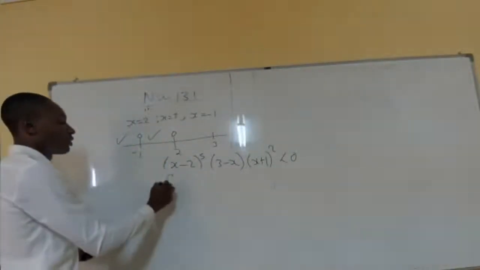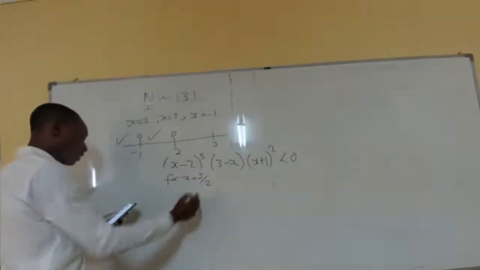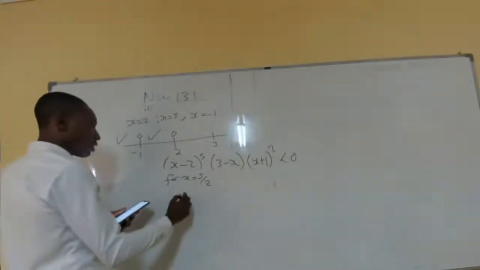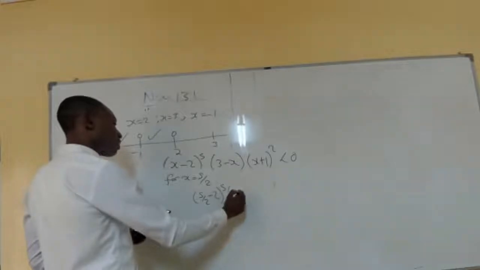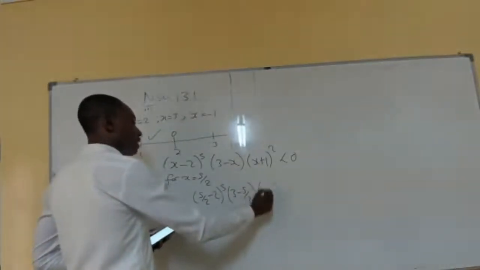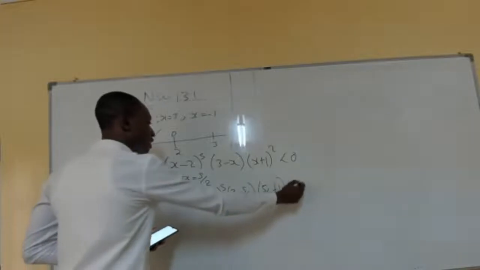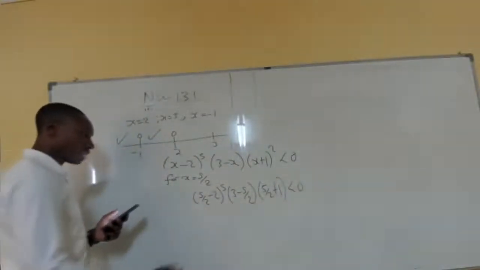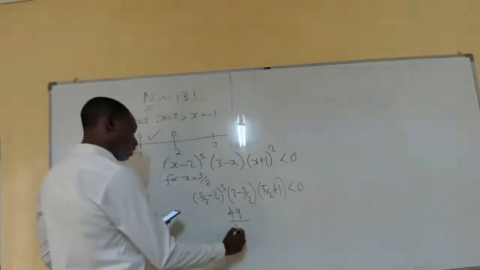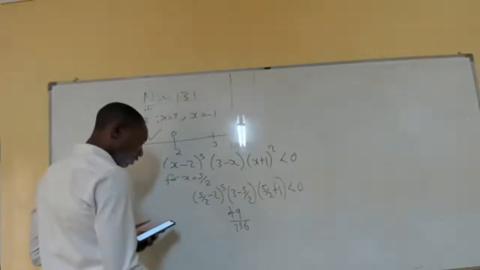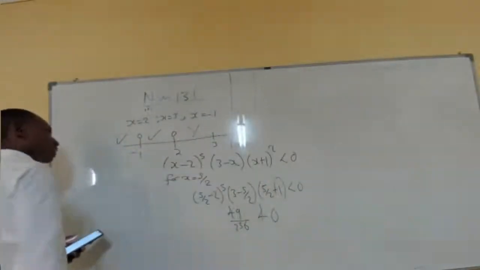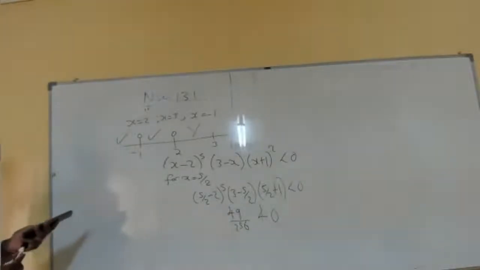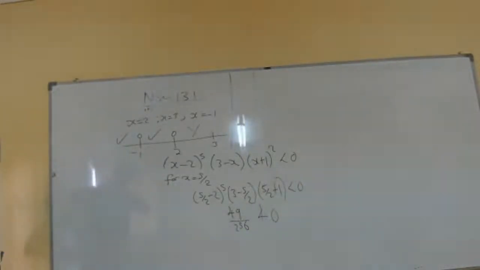Alright, so for x equals 5/2, what do we get? This becomes (5/2 minus 2) to the power 5, multiplied by (3 minus 5/2), multiplied by (5/2 plus 1) squared, is less than 0. If you evaluate that, you will notice that your answer is 49/256. This is not actually less than 0. So here, this part says no. So x is not in that range. x is not in between 2 and 3. It's nowhere between 2 and 3.